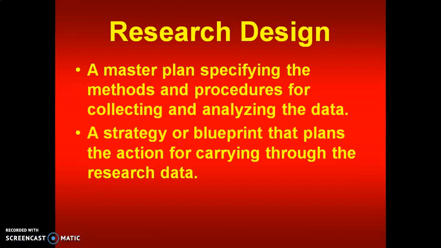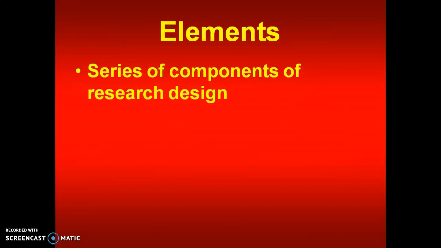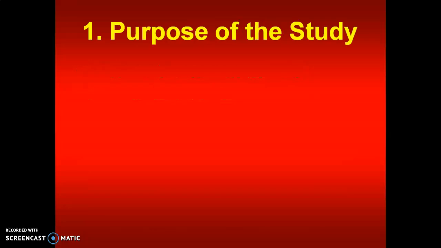Second thing, you have to fix a specific time period wherein you shall be collecting the data within the given limitations of time. So scope must be properly defined. Now elements are nothing but a series of components of research design. There are different components while doing a research, and those are called elements. So what are these different elements of research?